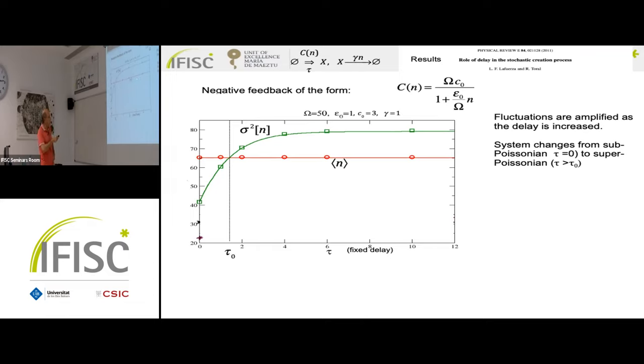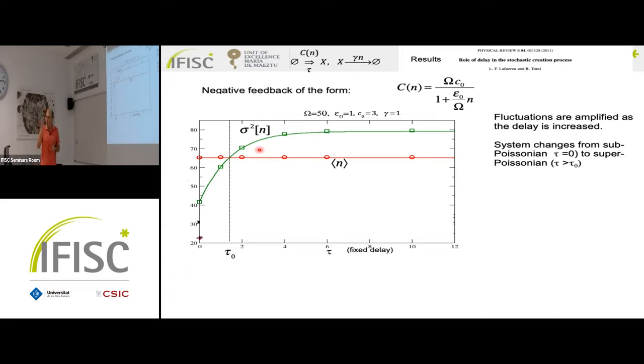But when you look at the fluctuations, when tau is zero, the fluctuations are below the mean value. This is for tau equals zero, the case of no delay. As delay increases, fluctuations increase, until they reach a constant value. What you can see is that you can go from a regime of sub-Poissonian fluctuations to a regime of super-Poissonian fluctuations. And this has been induced by the delay.